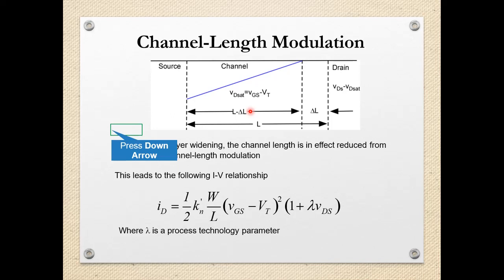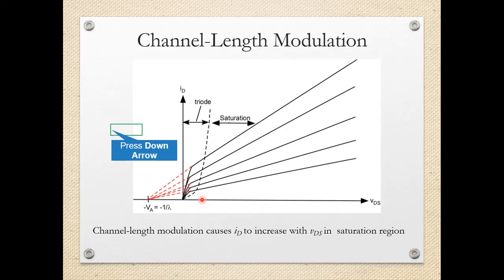So this is the reduction in the channel length. You can see this is a channel. Previously this was the length of the channel and that is equal to capital L. Now this depletion width is delta L, which is increasing. If this delta L starts increasing, this effective channel length will start reducing. So this is called the channel length modulation effect. This channel length modulation causes ID to increase with VDS in the saturation region.